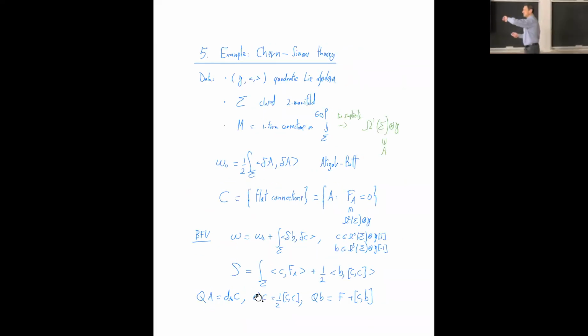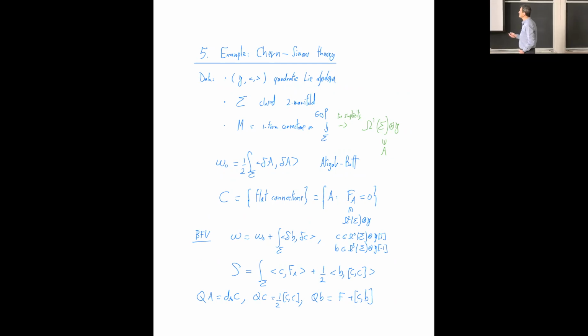Okay, so now let me come to one important example, Chern-Simons theory, which is nice. I will start already from the boundary structure; I will spare you the bulk structure. So what is Chern-Simons theory on the two-manifold? This is just a theory of flat connections on the surface.